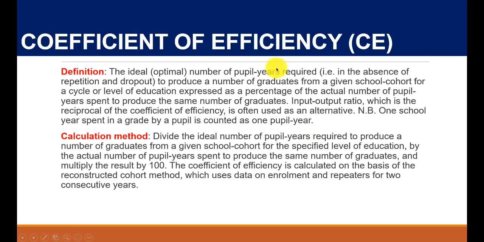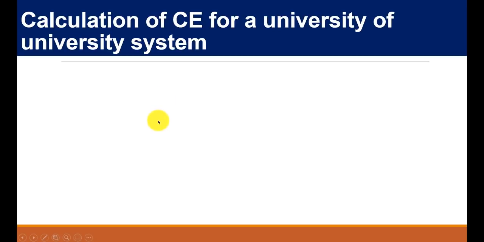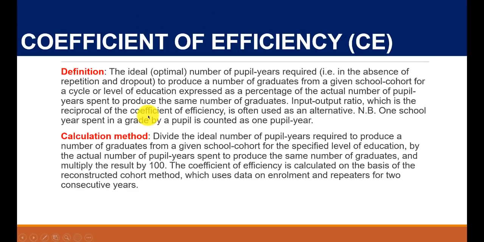This is the definition. Big grammar here. The ideal optimal number of pupils required for this. Find time to read this, but what it means in simple terms is for you to take... Okay, let me go back here. You can be reading as I proceed.